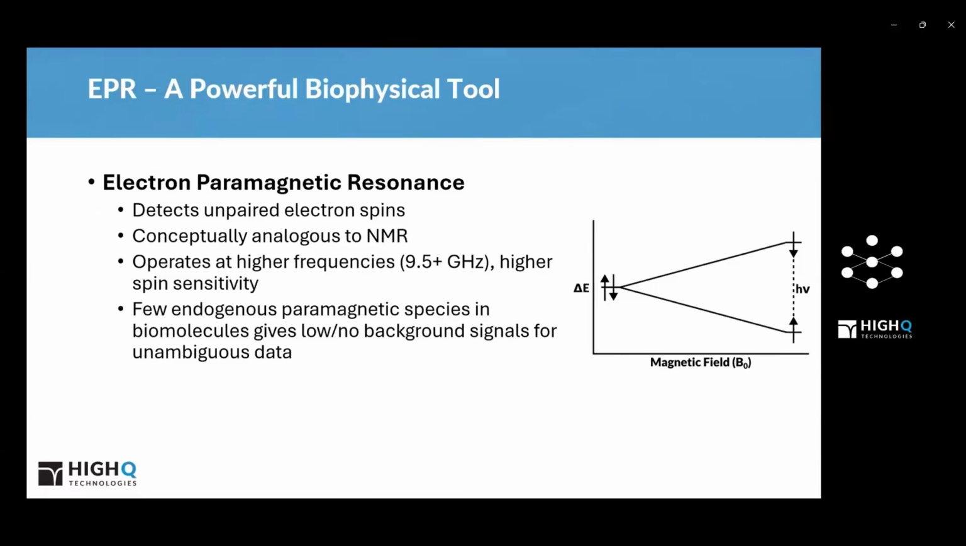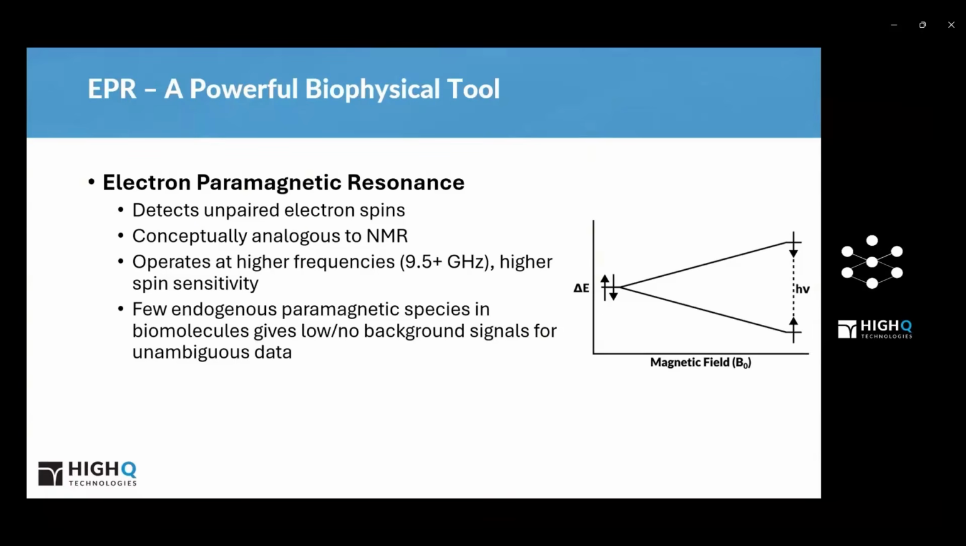And so that's a bit of a double-edged sword. On the one hand, it means that EPR is a very specific, selective, and unambiguous technique. The signal that you're measuring is very likely the signal that you want to measure because there's really no background signal in the vast majority of these samples.